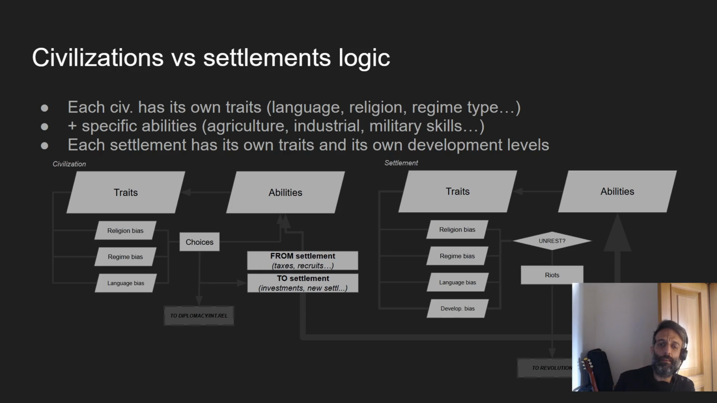What's important here is that none of this is scripted. Revolutions are not events, they are consequences. They emerge from the continuous interaction between civilization and settlements. This is where the diagram ends and the game begins.